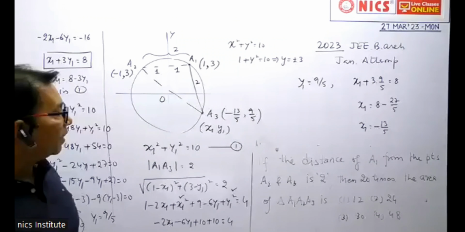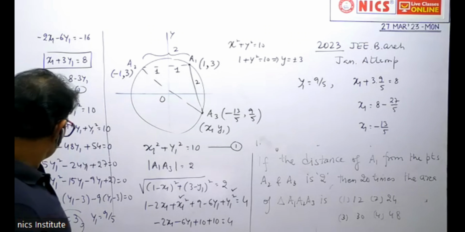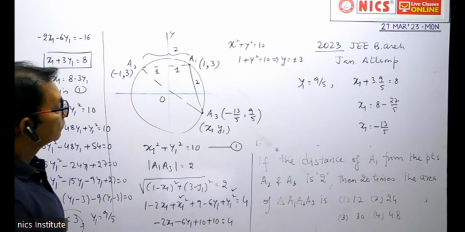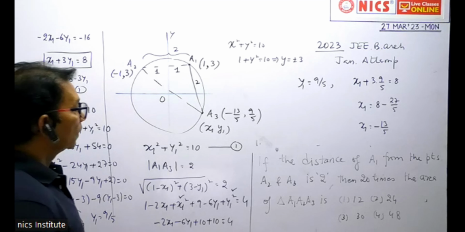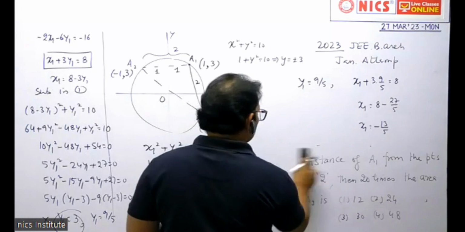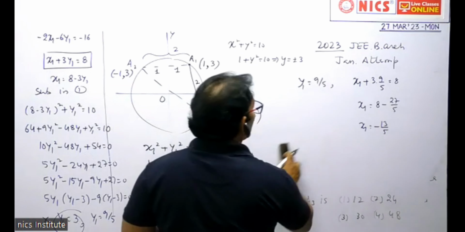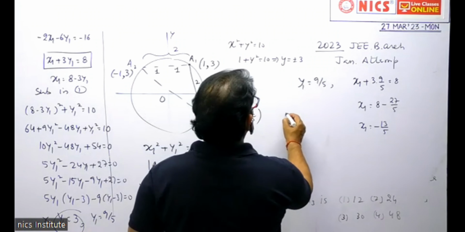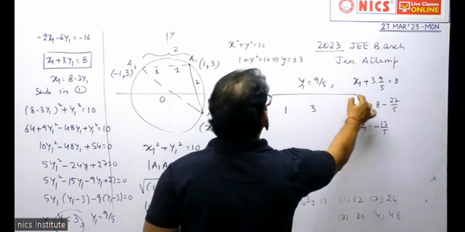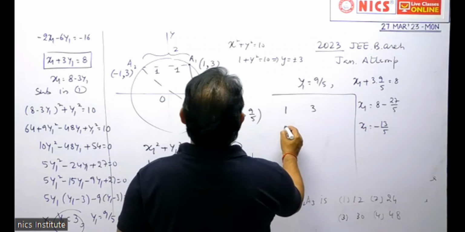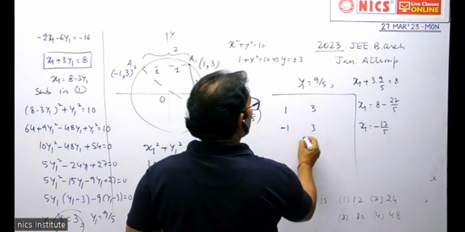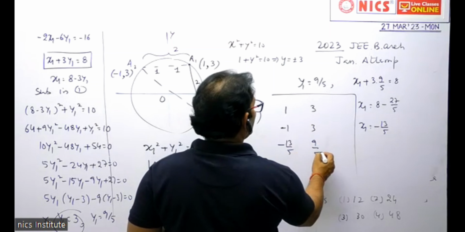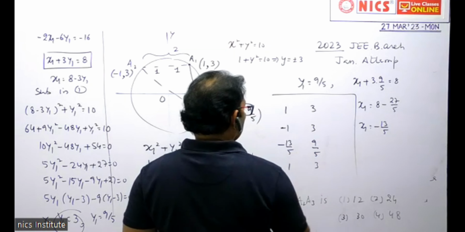And then you can find the area by cross multiplication also. Use cross multiplication with the area. You know how to find the area of a triangle. One point is 1 comma 3. Another point is minus 1 comma 3. Third point is 13 by 5, 9 by 5. Repeat the first point again and you get the area.